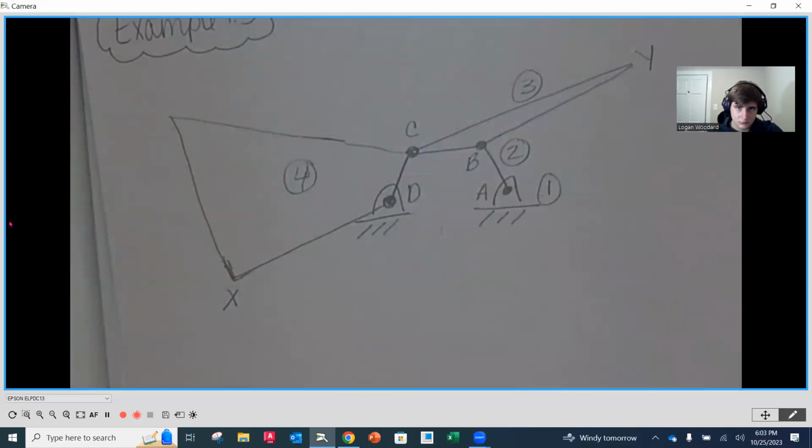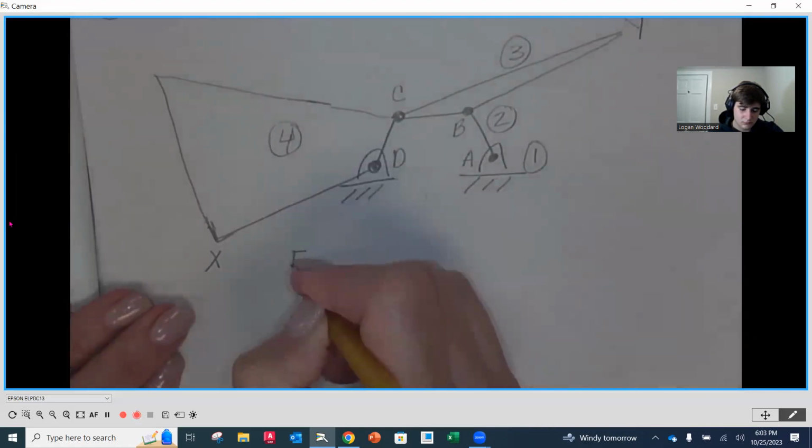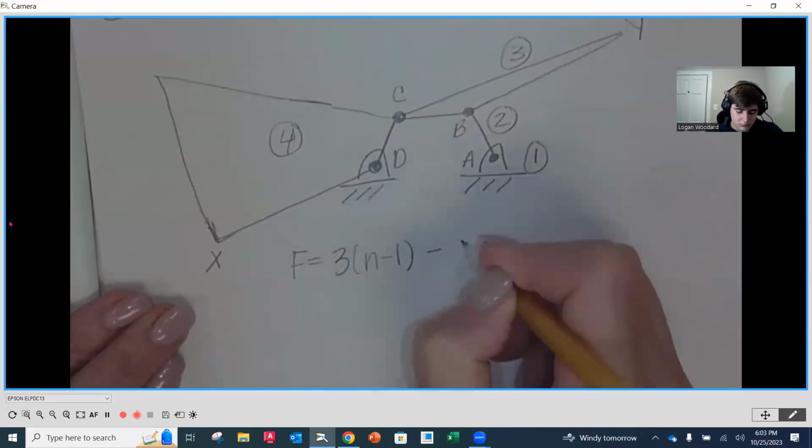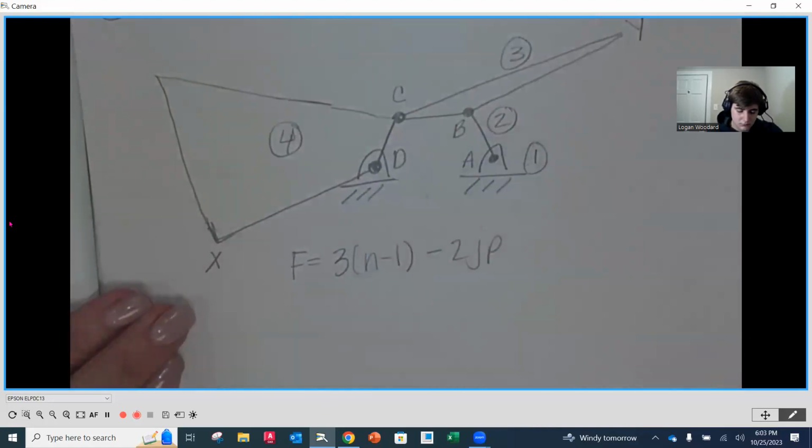So what you want to do is look at your diagram and ask: did you have the correct number of links? Yep. Did you have the correct number of joints, as far as we know? Yep. And did we have number 1 called out as the frame? Yeah. All right, now let's do our mobility equation. You probably know how to do that already too. So our mobility F is going to be equal to 3 times (n minus 1) minus 2 times JP. Go ahead and fill in your numbers.